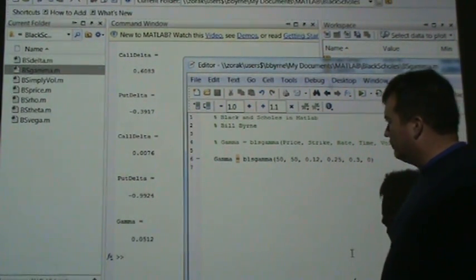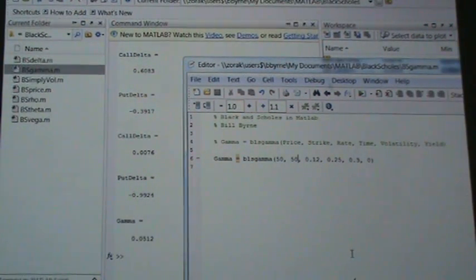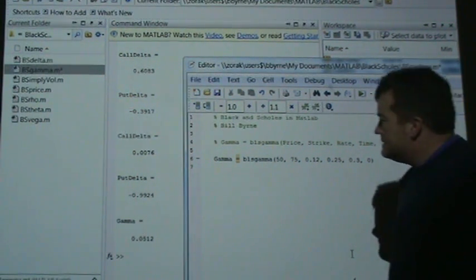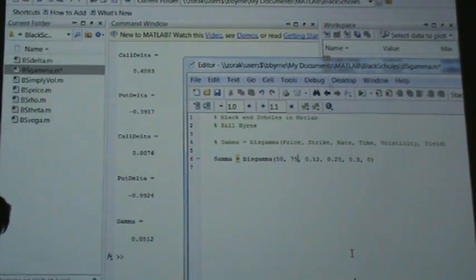This worked for a pretty good range, because gamma is low. Now gamma, what would make it more convex or more concave? So if we were to change the strike price to 75, what would that end up doing? What would be the intuition here?